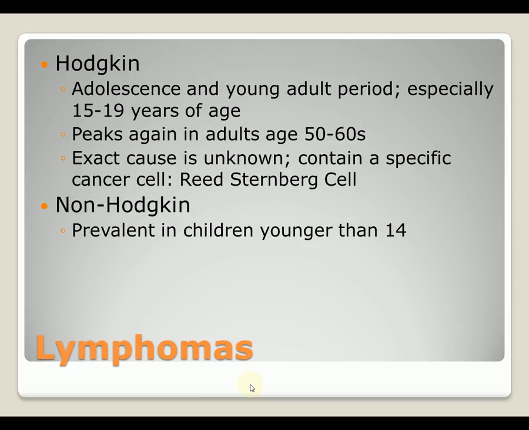Okay, in lymphomas, you're going to have Hodgkin's lymphoma is usually seen in adolescence and young adult period, especially from 15 to 19 years of age. It peaks again in adults age 50 to 60. The exact cause is unknown. It contains a specific cancer cell called Reed-Sternberg cells. Now, non-Hodgkin's lymphomas are prevalent in children younger than 14 years of age, and they do not contain the Reed-Sternberg cells.